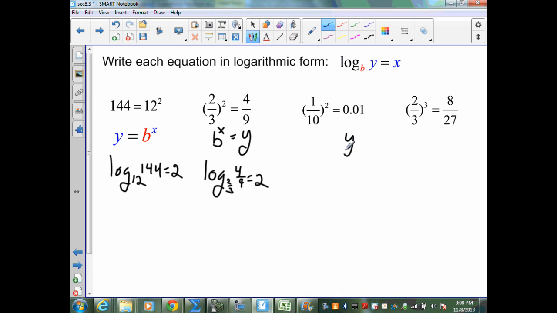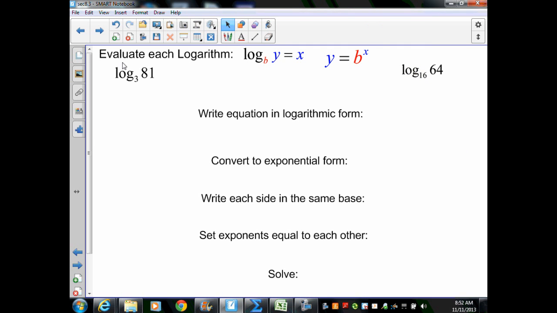Again, we identify 0.01 is my y, 1/10 is my base, and 2 is my x. Log base b, which is 1/10, of y, which is 0.01, equals x, which is 2. Then I have log base b of y equals x, which is 3. In this example, I want to evaluate each logarithm.